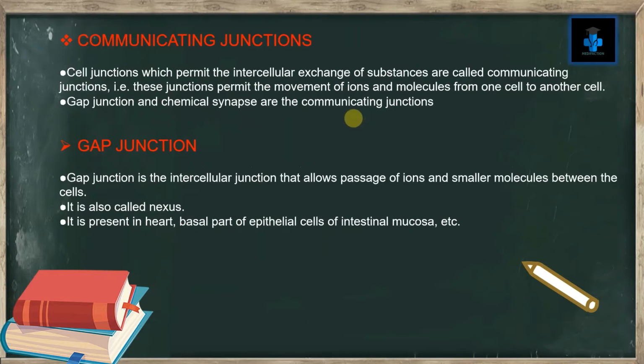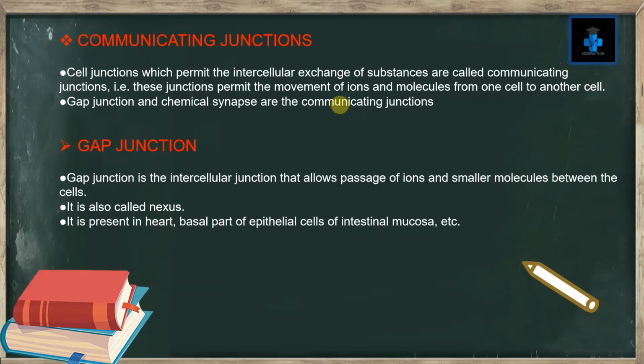Now let's learn about communicating junctions. Cell junctions, which permit the intercellular exchange of substances, are called communicating junctions. That is, these junctions permit the movement of ions and molecules from one cell to another cell. Gap junction and chemical synapse are the communicating junctions. So let's learn about gap junction.